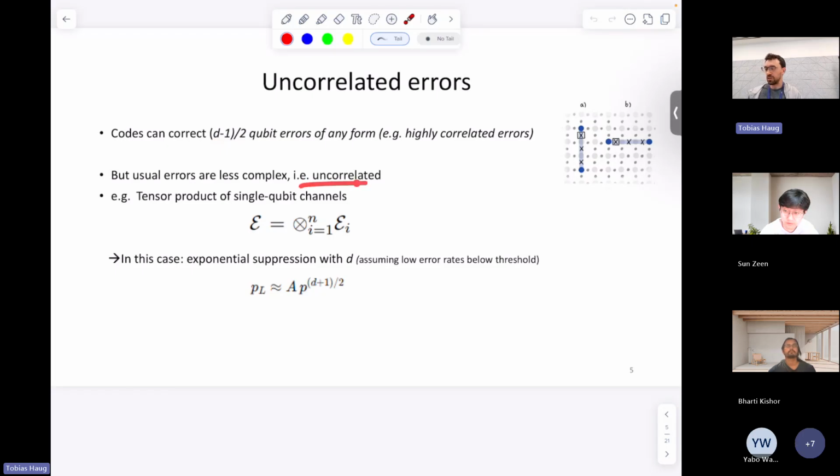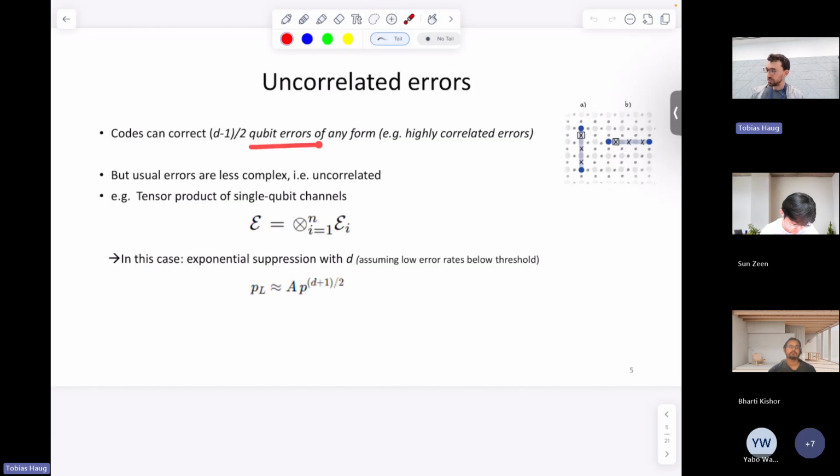Usually people assume that the errors are uncorrelated. For example, the errors are a simple tensor product of single qubit channels. So each qubit is independently affected by some error, and there's no correlation between neighboring qubits, for example. Each error is independent of the other. One can show that in this case, assuming the errors are uncorrelated, we can get an exponential suppression for low errors below something called a threshold. Meaning if the error rate is low enough, then the probability to get a logical error, one of these nasty bit flips, decays exponentially with the code distance. So in this limit, we don't really have to care much about this Hamming distance condition.